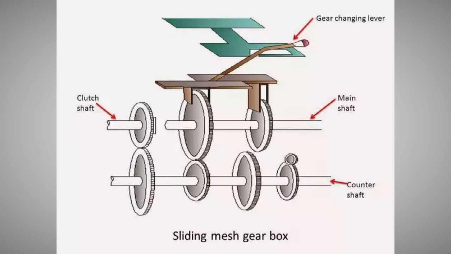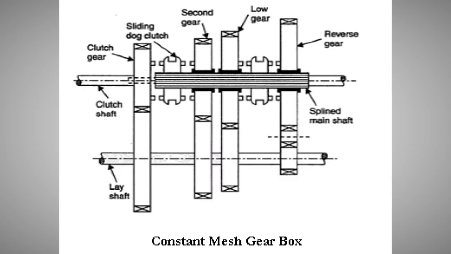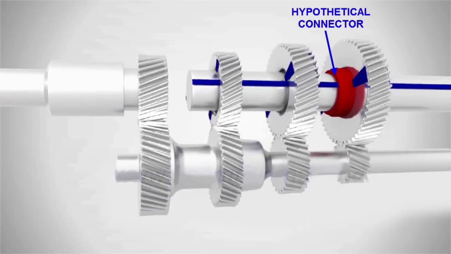And this problem is solved by constant mesh transmission. Here, the gears are always in mesh, with a major difference: the output gears are loosely connected to the shaft. So, if we connect only one gear to the shaft at a time, the shaft will have the speed of the connected gear. With the help of a hypothetical connector, different gear ratios can be illustrated.